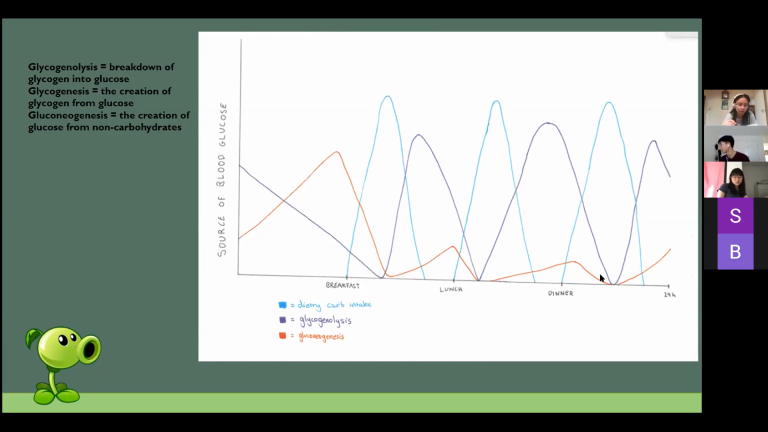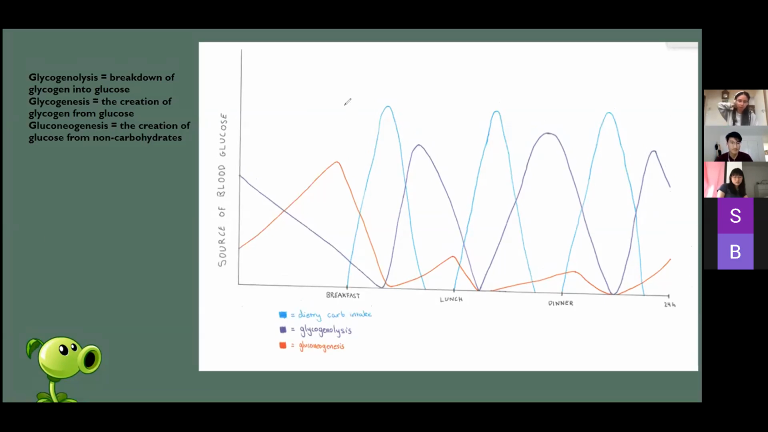Yeah, thanks, Brent. Okay, so this graph might seem a bit confusing. But basically what this graph is trying to show, so we're going to ignore the parts before breakfast. Right, so let's say you've had some breakfast, right? So after you had some breakfast, your main energy source right after is going to be dietary carb intake, right? Because as you can imagine, you just had a good breakfast, so there'll be carbs being digested and all that.